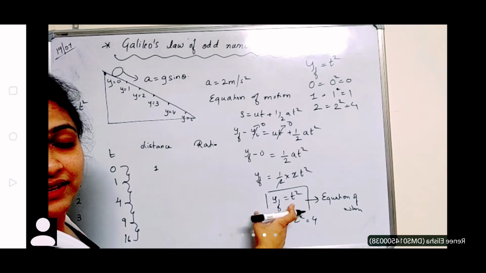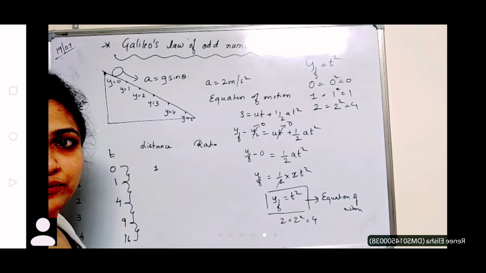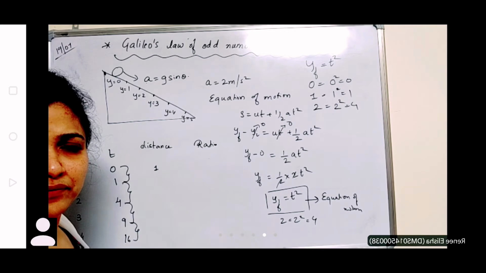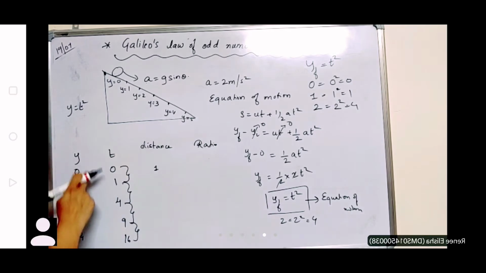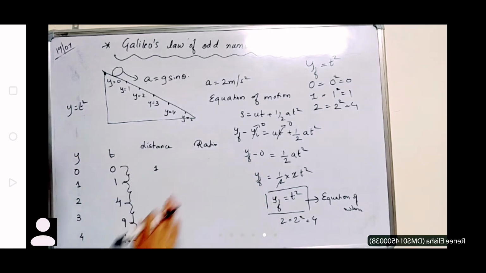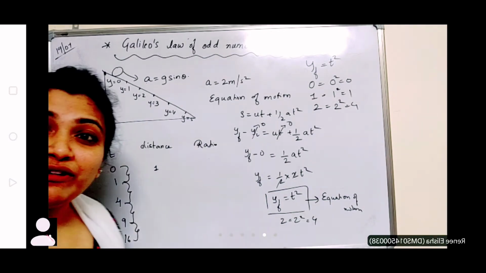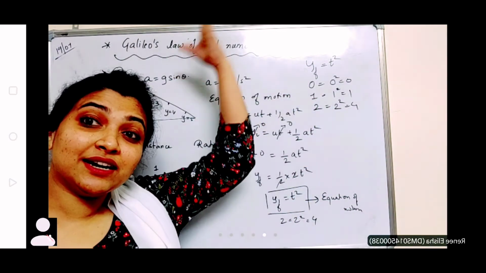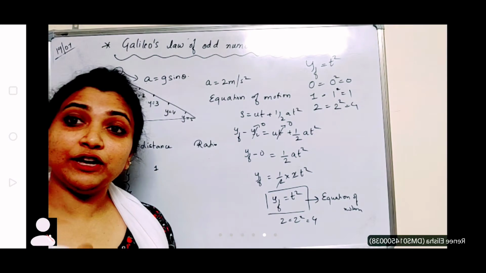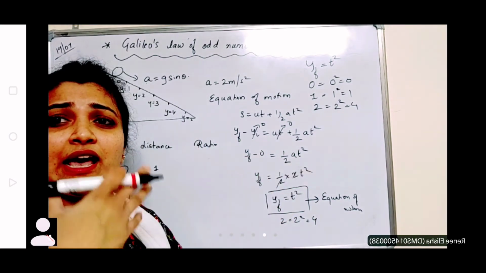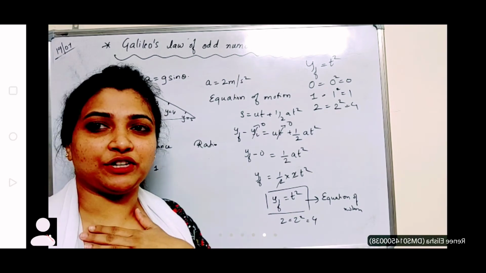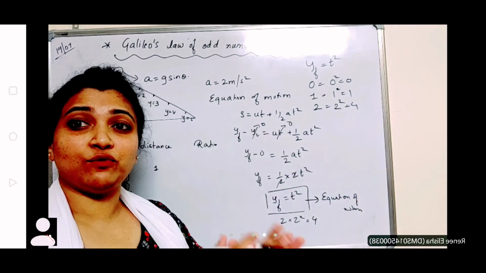I understood that, ma'am, but how are you telling that t is 0 in the instance of 0, t is equal to 1 when it is... No. With respect to y, what is the value of t square? According to this equation. See, this is not our equation of motion. This is what he had assumed back in those days. We know our equation of motion, that is nothing but v is equal to u plus at, s is equal to ut plus half at squared. That is our equation, right?